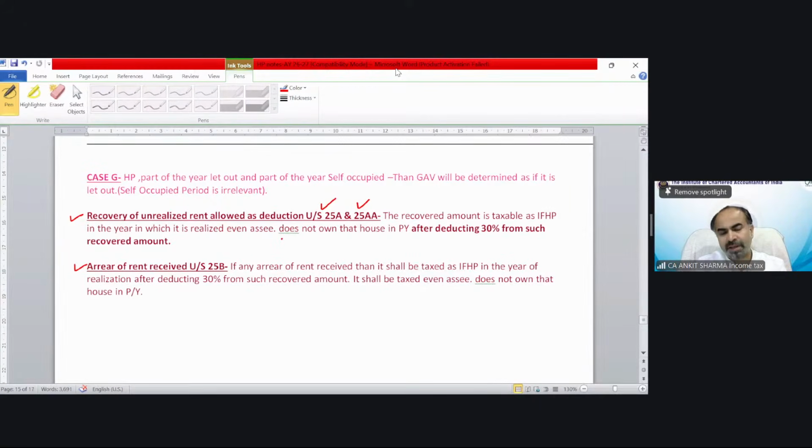So in case of unrealized rent, if you recover any unrealized rent which has been allowed as deduction in the earlier year to which it relates, but you are receiving that amount in the current year, then after deducting 30%, 70% is going to be the taxable value. Why are we reducing 30%? Because if that becomes part of that year's income, the 30% standard deduction would have been claimed. So in the year in which you are receiving it, you will still get the 30% deduction and 70% is going to be your income from house property.